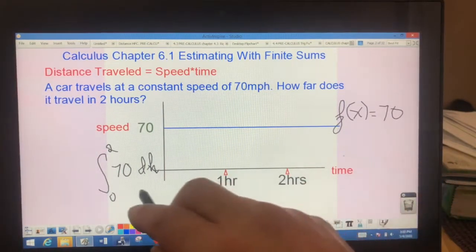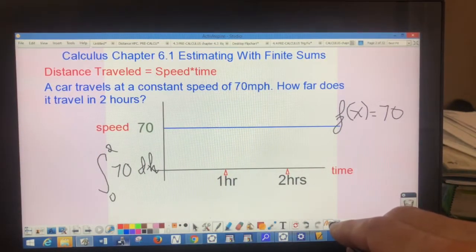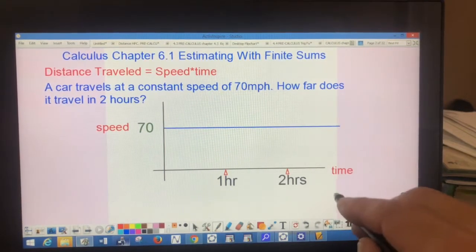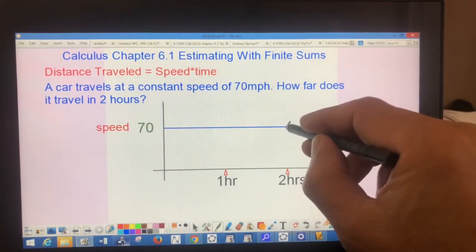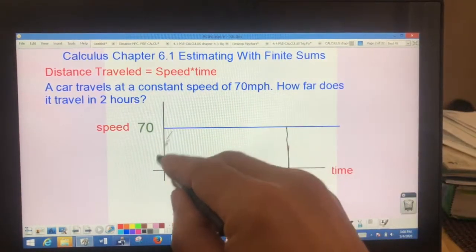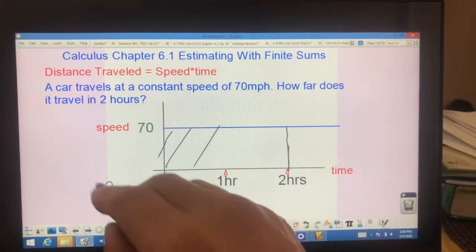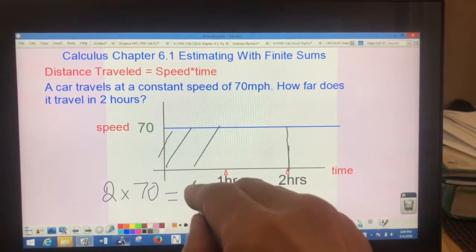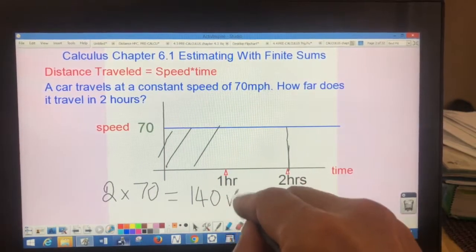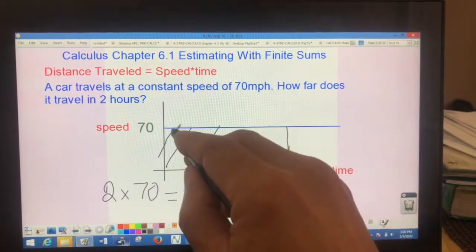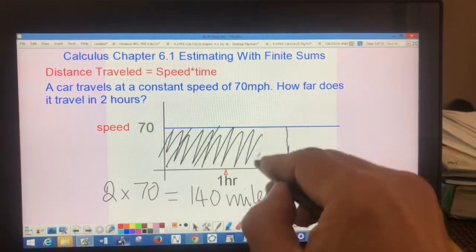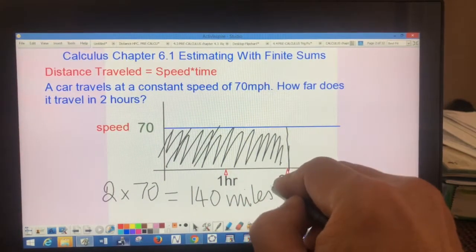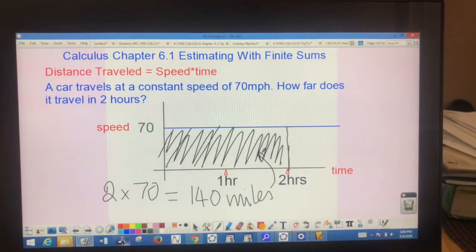So let's not mess with that yet. We'll have time to deal with that later. So right now, if I want to find out how far I've gone in 2 hours, that is just taking 2 hours of driving times 70 miles an hour. That should get you 140 miles total distance. So basically the area under that curve is calculated. It's like the distance traveled of the car that goes 70 miles an hour for 2 hours, okay?